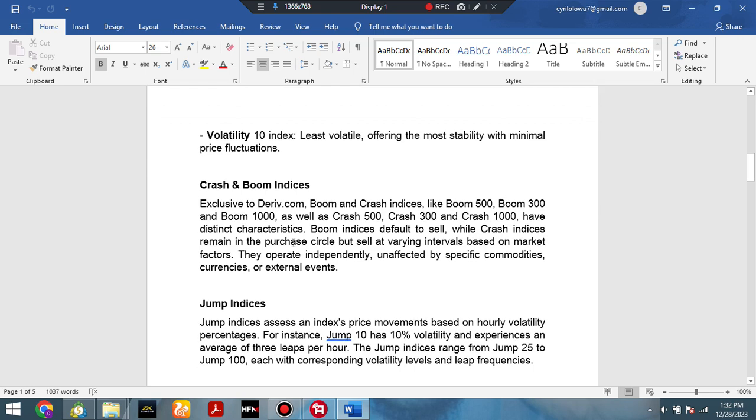Then aside from all this volatility, we also have the boom and crash indices. Exclusive to Deriv.com, boom and crash indices like boom 500, boom 300, boom 1000, as well as crash 500, crash 300, and crash 1000 have distinct characteristics. Boom indices default to sell. That means on boom, the default setting is sell. Immediately you place a sell order, you just notice it goes on profit immediately. While crash indices remain in the purchase, that means for crash indices, the default setting is buy.